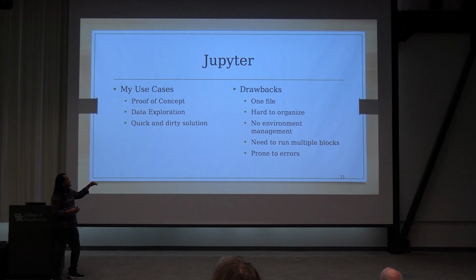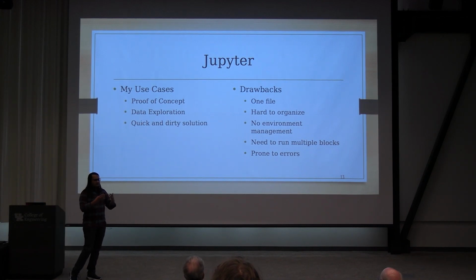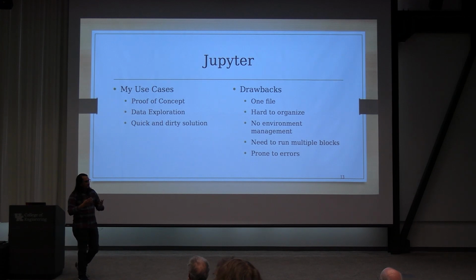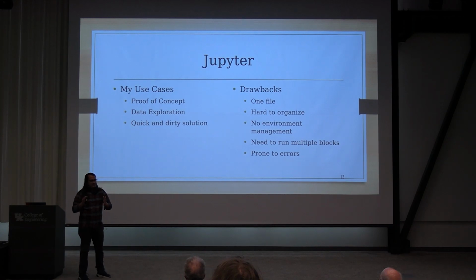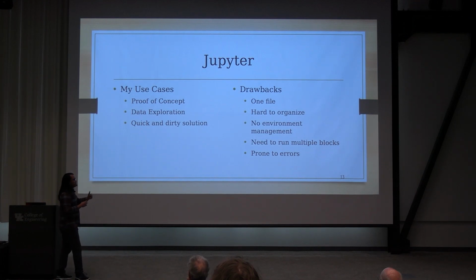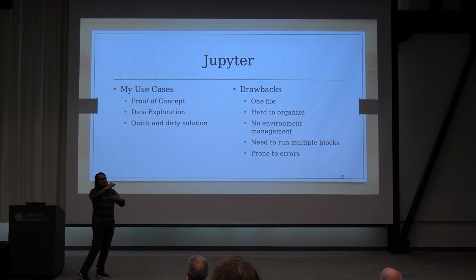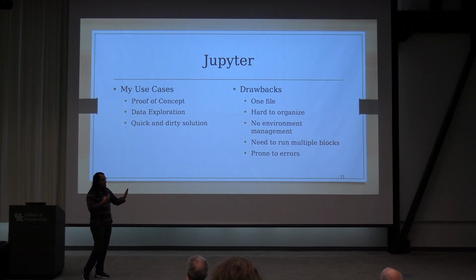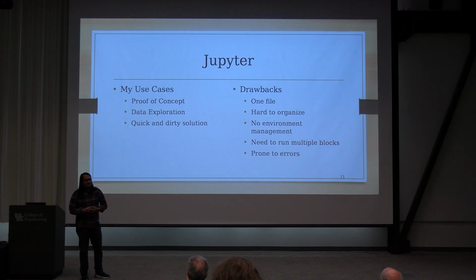But there are some drawbacks to Jupyter, for which I don't use Jupyter for, let's say, a whole project. Normally Jupyter is in one file, and it's pretty hard to organize if you have a single file. And you don't have separate environment management, so you need to do all the installations using pip install and those things. And then you need to run multiple blocks. So in case you forget to run one block and then you run another block down below, you'll see an unexpected error. And these will happen more if you have a very long Jupyter file.